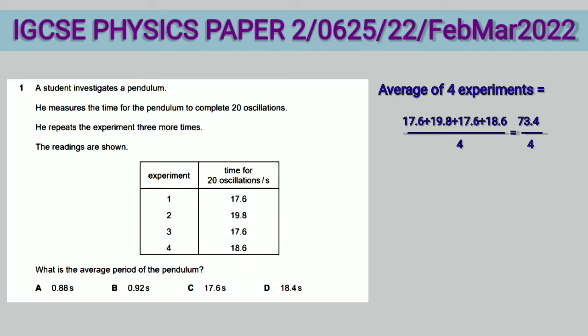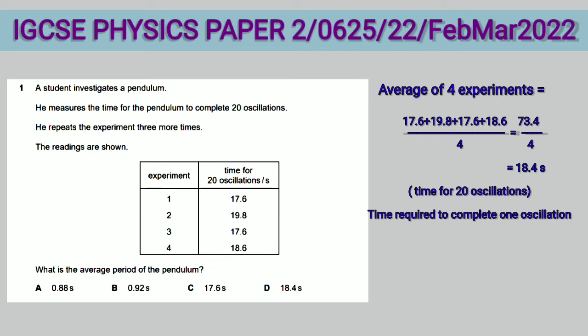This comes to 18.4 seconds. 18.4 seconds is the time for 20 oscillations. So we will find the time per oscillation by dividing it by 20. Time required to complete one oscillation is 18.4 by 20, which comes to 0.92 seconds. So the average time period, that is the time required to complete one oscillation, is 0.92 second. Option B is the correct answer.